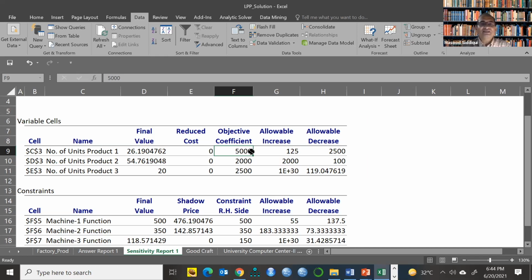For that purpose, these three things are important: the objective function coefficient, the allowable increase, and the allowable decrease. For product 1, the allowable increase is 125, and the allowable decrease is 2500, right? Obviously, increase is always added and decrease is always subtracted. So we will keep that in mind, and we will discuss the allowable range or insensitive range for the product 1 profit, meaning for 5000. I am sharing the whiteboard to have a better discussion.